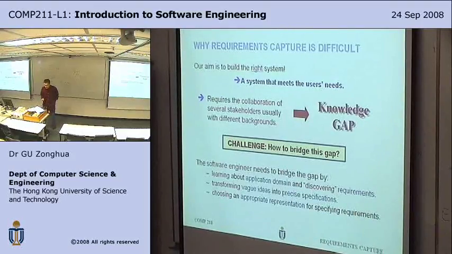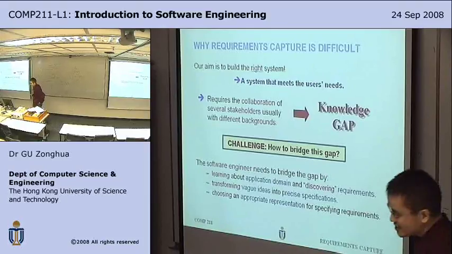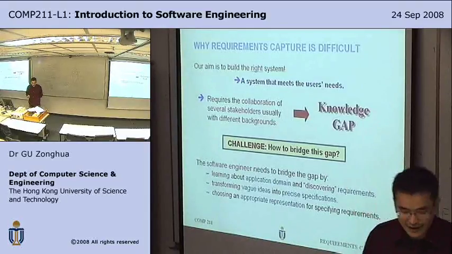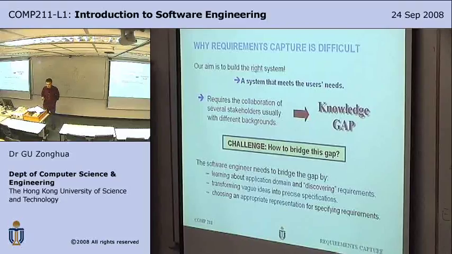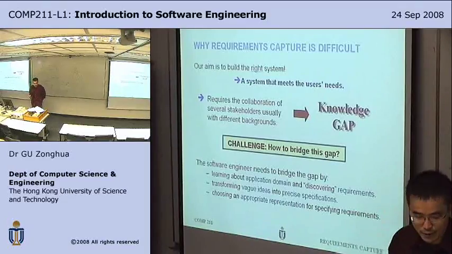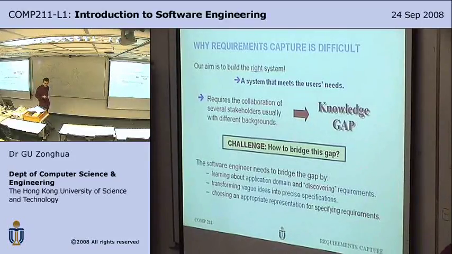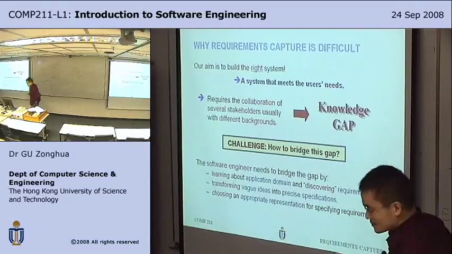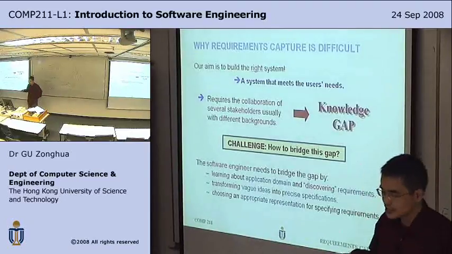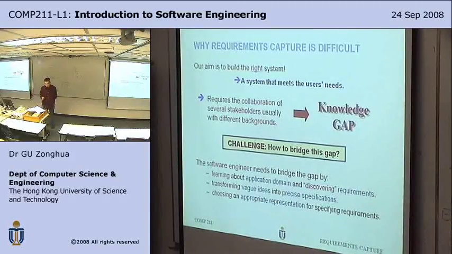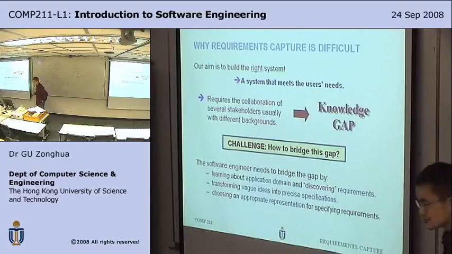So requirements capture is mainly about communication between the developers and the clients, users. A failure to communicate and understand each other can result in problems and failures. So the software engineer needs to bridge the gap by learning about the application domain and discovering appropriate requirements from the client and user. It can be very difficult, as we showed in the cartoon, where it's hard to get anything from the user.